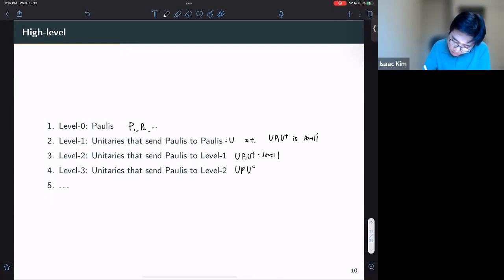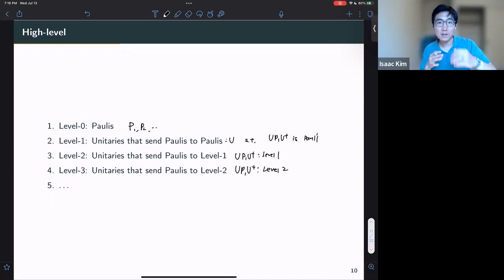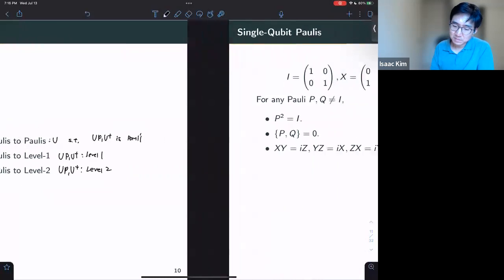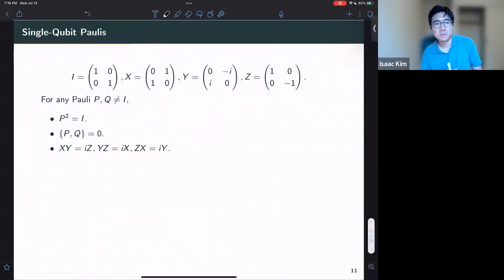U, P, U dagger. And you want to get level 2. So you can define these things recursively this way. Okay, so yeah, what are Paulis?